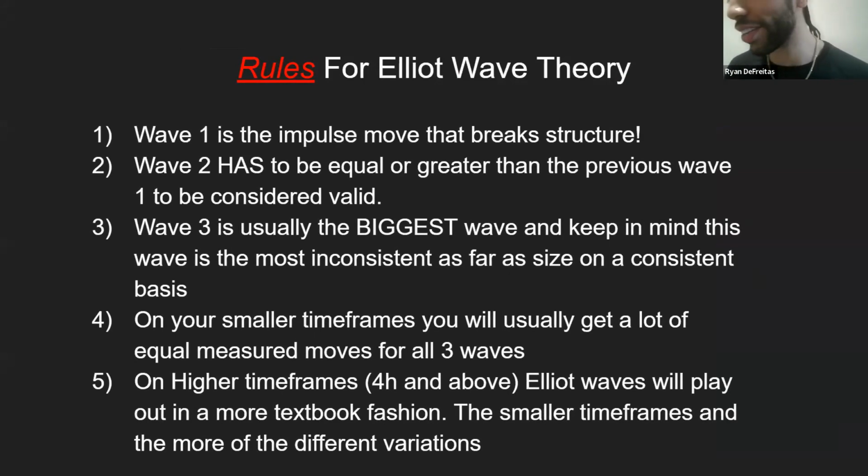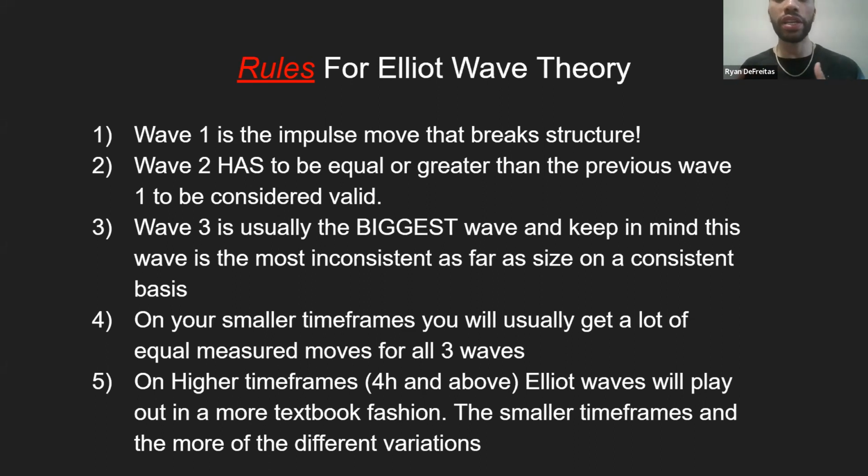Rules for Elliott wave theory. Wave 1 is the impulsive move that breaks structure. Wave 2 has to be equal or greater than the previous wave to be considered valid. Does that make sense? So you can't have a wave 2 that is smaller than a wave 1. Then that is just still the wave 1 continuation. Does that make sense?